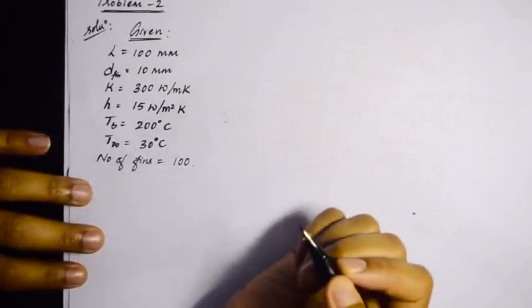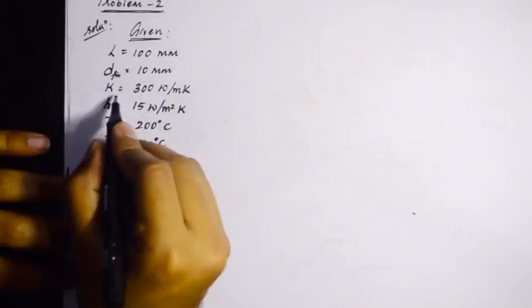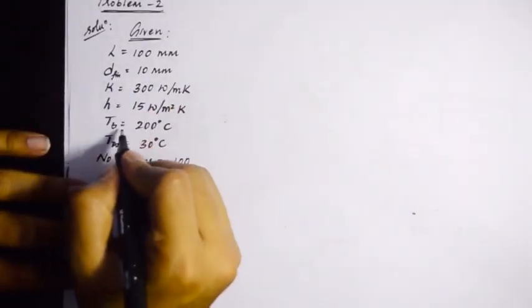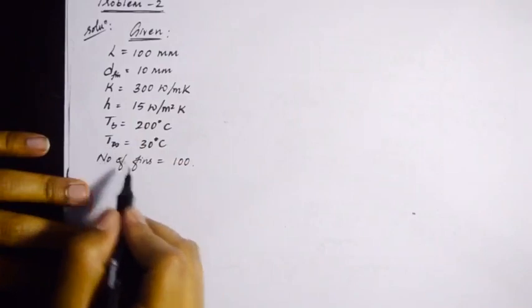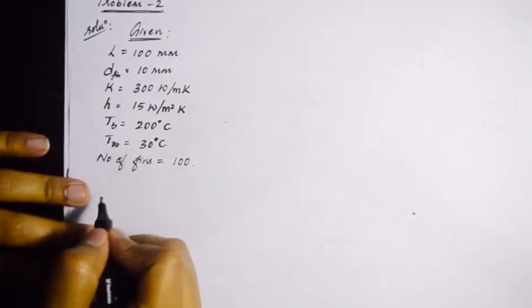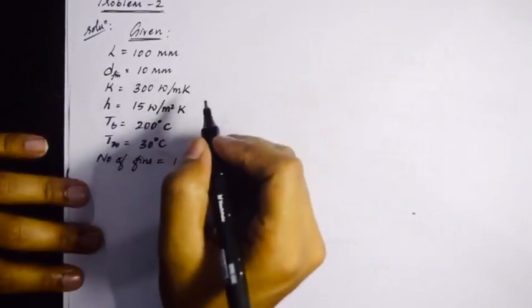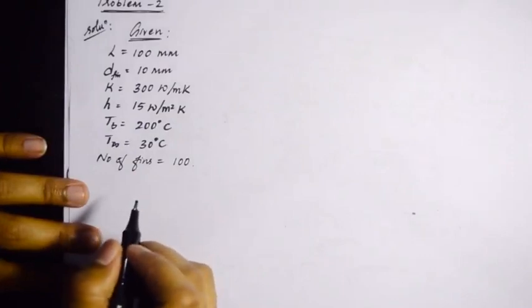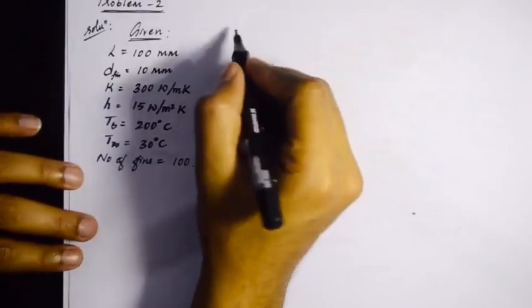So in the second problem, we have these data listed from the question. The length of the fin is given, diameter of the fin, it's a circular fin in this case, and the thermal conductivity, heat transfer coefficient, base temperature, surrounding temperature, and the total number of fins are given in the question. We'll just represent this problem, what is illustrated in the question, in the form of a simple sketch.